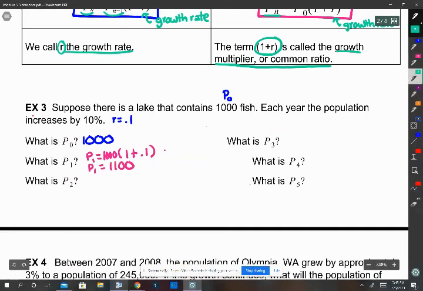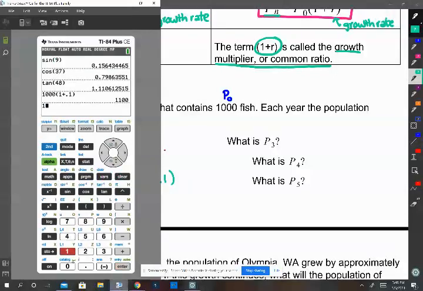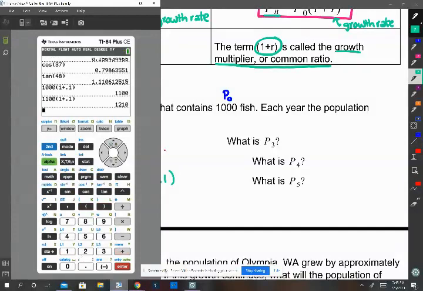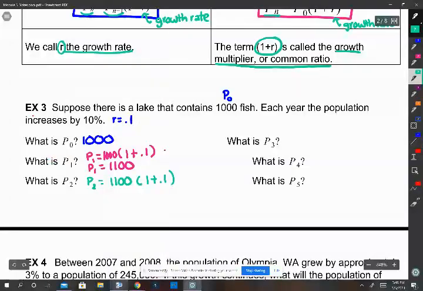Then in order to find P sub 2, I need to know the P sub 1 number, and then multiply it by 1 plus 0.1. I could continue doing that. So I'm going to take 1,100 times 1 plus 0.1, and we would get 1,210. And we could keep doing that all the way through.